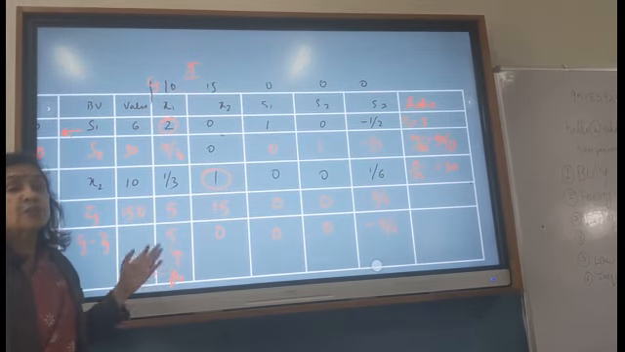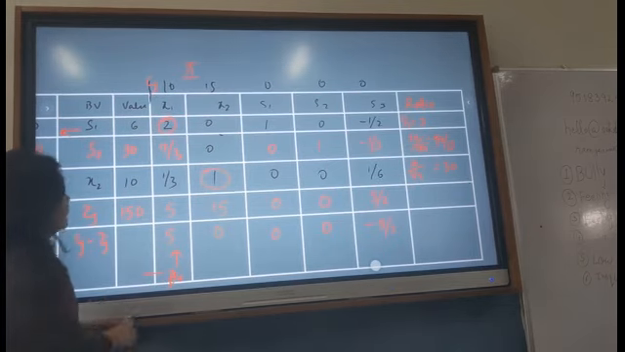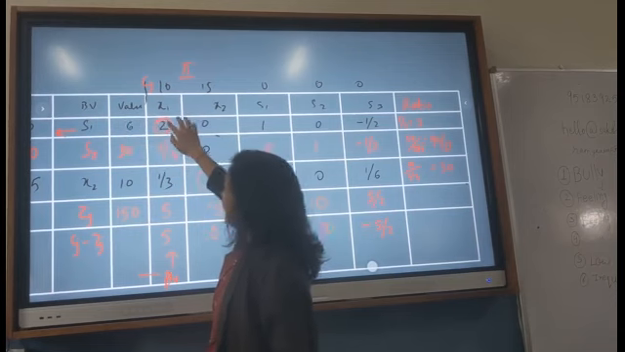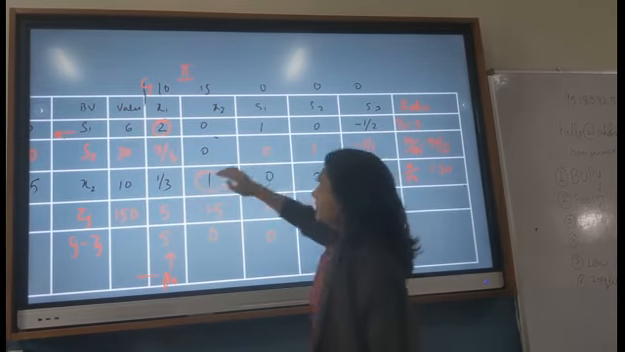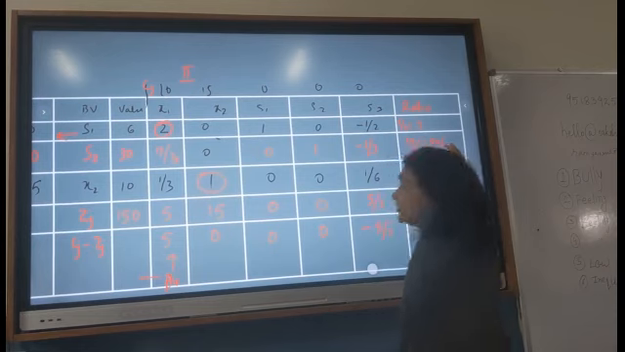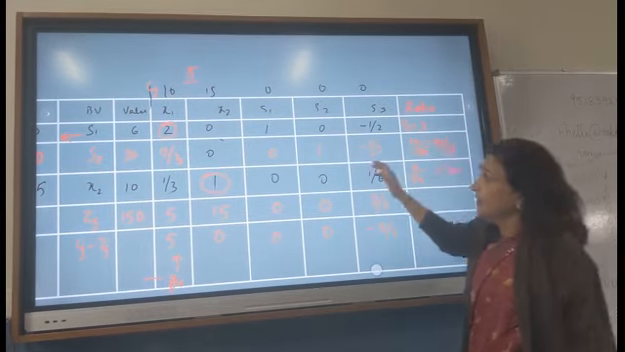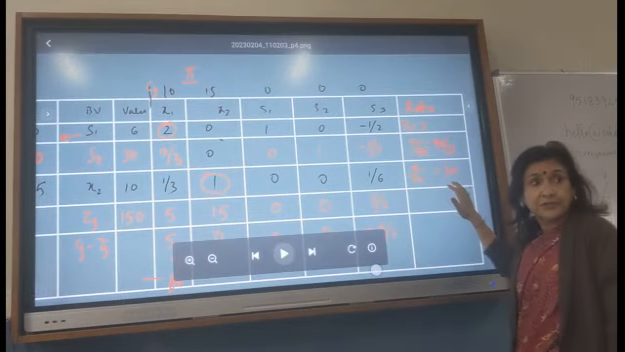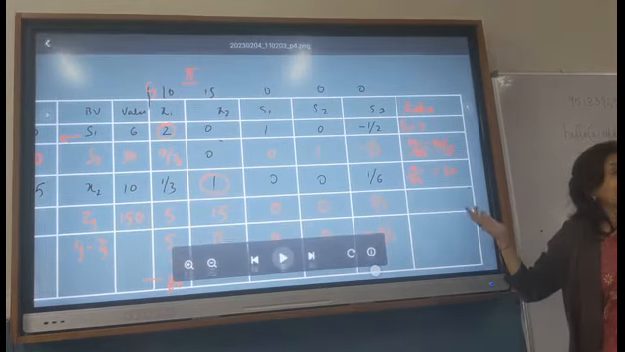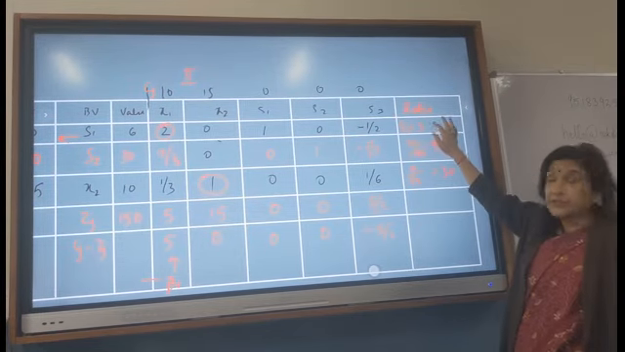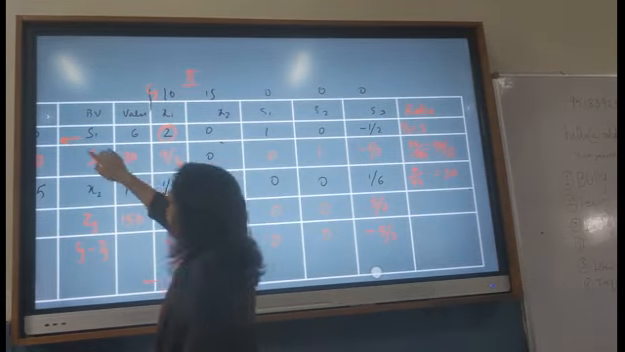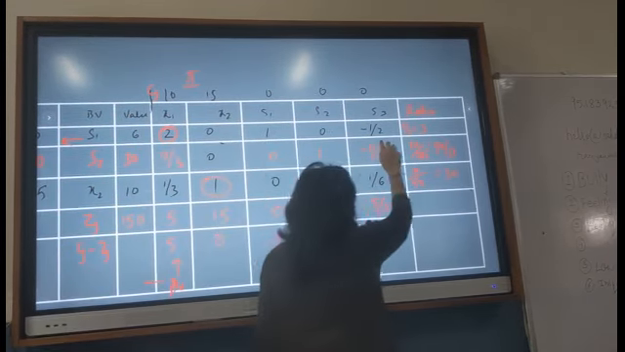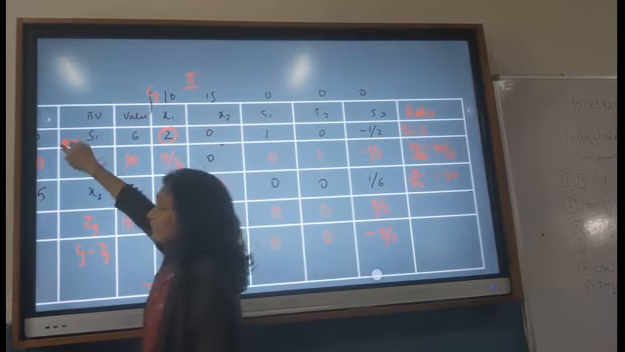Now I have to find out which is the departing variable. For that I find out ratios. So it will be 6 divided by 2, which is 3. Then we have 30 divided by 13 by 3, which is 90 by 13. And we have 10 divided by 1 by 3, which is equal to 30. So my least positive value in the ratios is 3. So it means S1 will be my departing variable and this row becomes my pivot row or my key row.